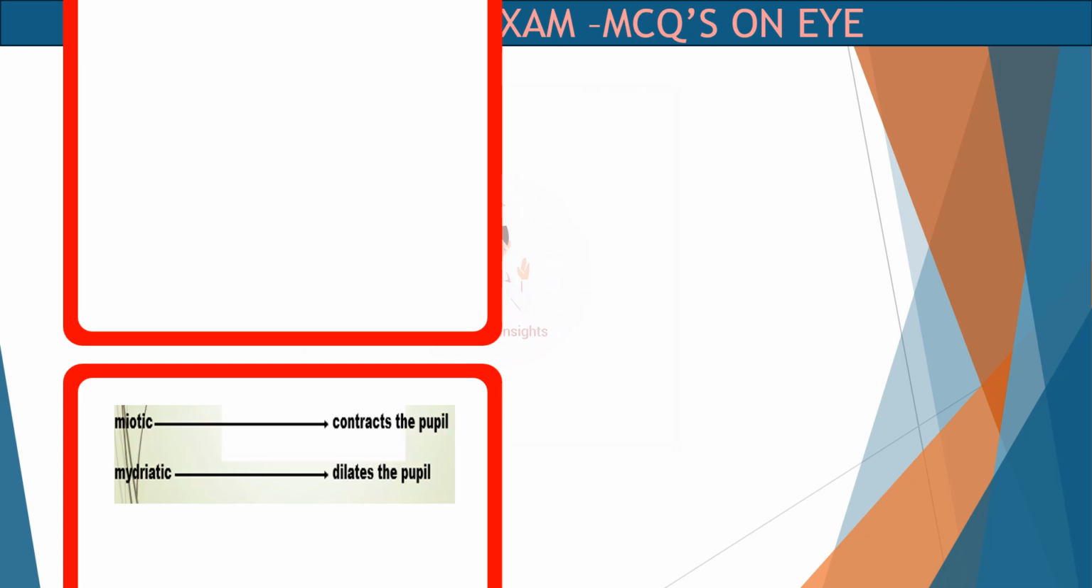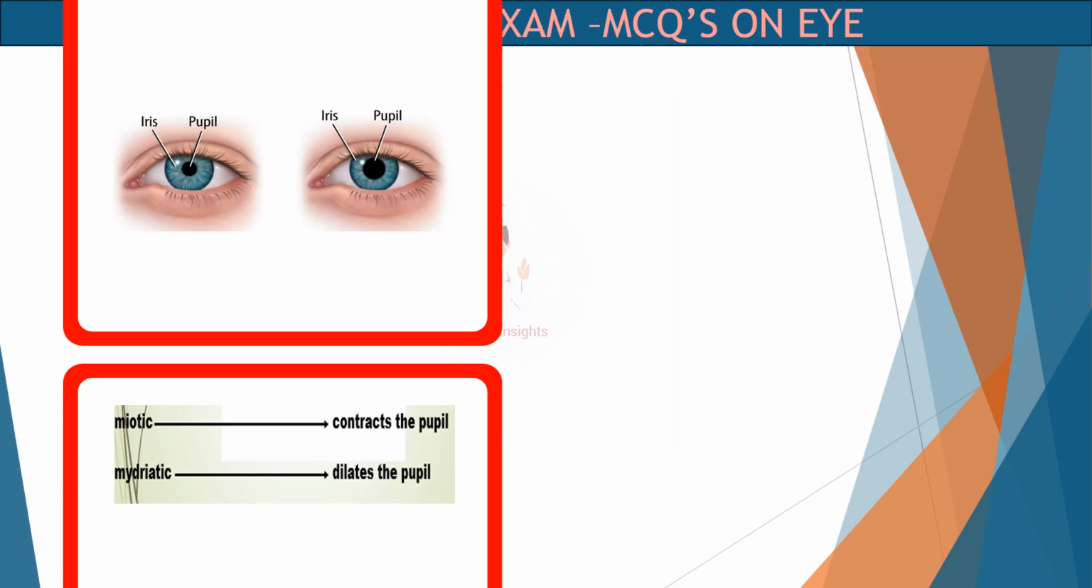Miotics and mydriatics are drugs that affect the pupil of the eye. Miotics cause the pupil to constrict. Some examples of miotics include pilocarpine, acetylcholine, and carbachol, whereas mydriatics cause the pupil to dilate. Some examples of mydriatics include phenylephrine and atropine.